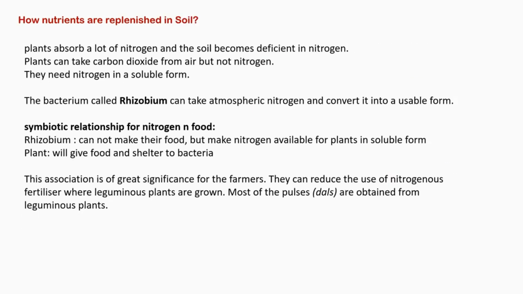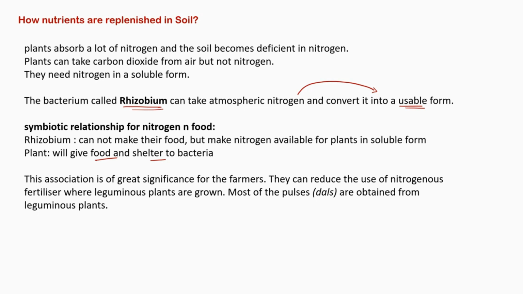Another symbiotic relationship is that of legume plants with rhizobium bacteria. As we know, plants cannot take atmospheric nitrogen. They need nitrogen from the soil in soluble form. So bacteria called rhizobium take the atmospheric nitrogen and convert it into a soluble, usable form. So the plant will give food and shelter to the bacteria, whereas rhizobium bacteria will give soluble nitrogen to the plant.